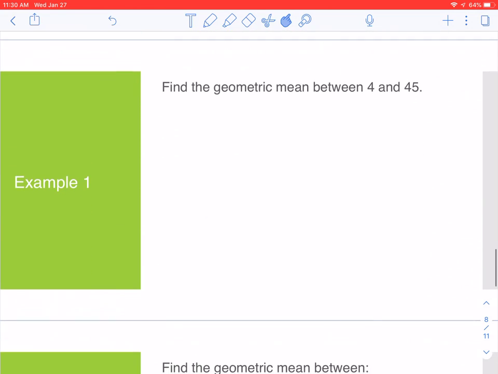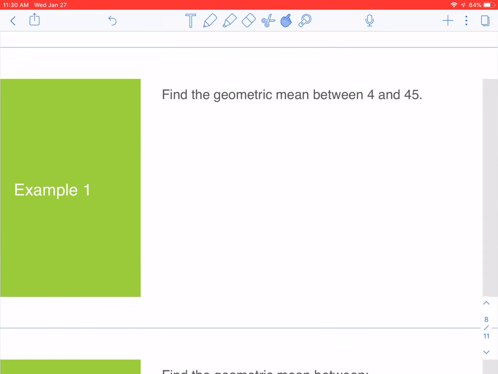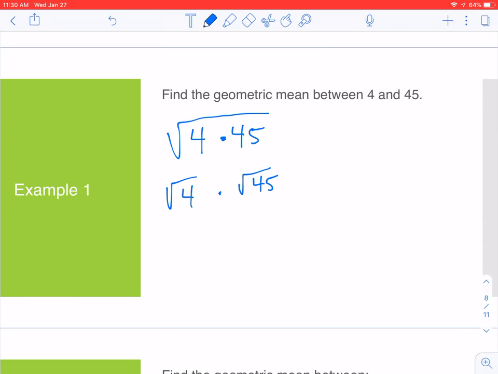Okay, now we're going to talk about geometric mean. Find the geometric mean between 4 and 45. What we're going to be doing, the geometric mean means take the square root of those two numbers multiplied together. Before I multiply that into a big number, which you are more than welcome to do, I'm going to take these two numbers and separate them. So I'm going to take it into the square root of 4 times the square root of 45.